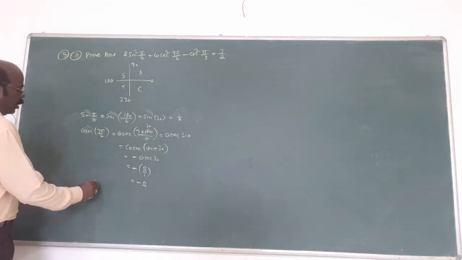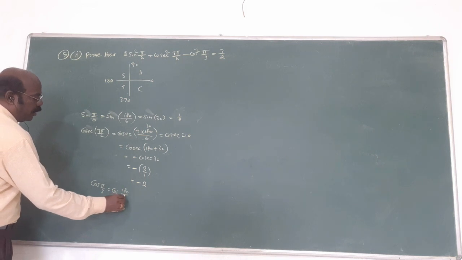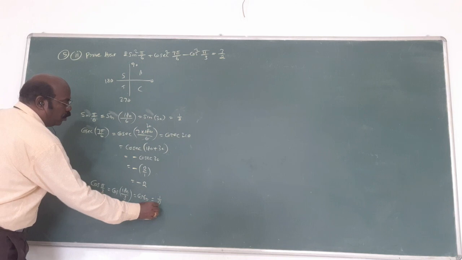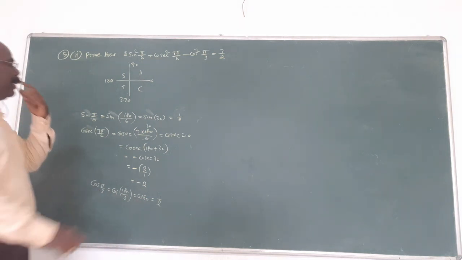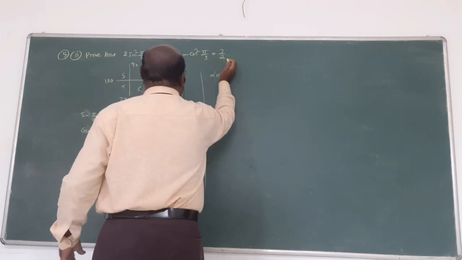Next is cos pi by 3, which is cos 180 by 3, equal to cos 60. Cos 60 is 1 by 2 only. Am I right? Now write the question's LHS. Start with LHS.